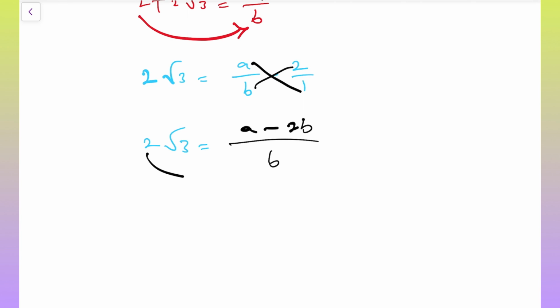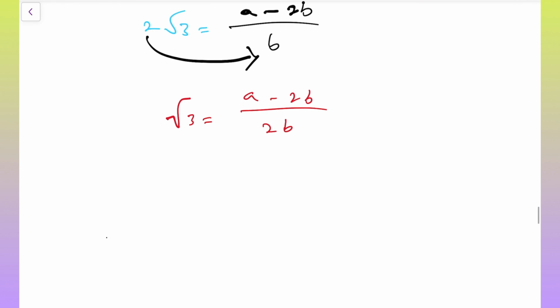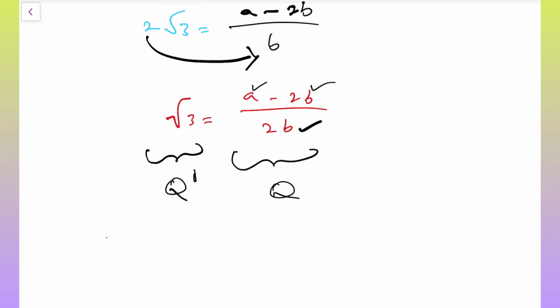Now in the next step, to this 2 also: on the left side it is multiplication, if you take it to the right side, it becomes division. So root 3 is equal to a minus 2b by 2b. Now coming back to the same sentence: a, b both are integers, the RHS is a rational number whereas LHS is an irrational number. This contradiction has arisen due to our wrong assumption. So the given number is an irrational number.